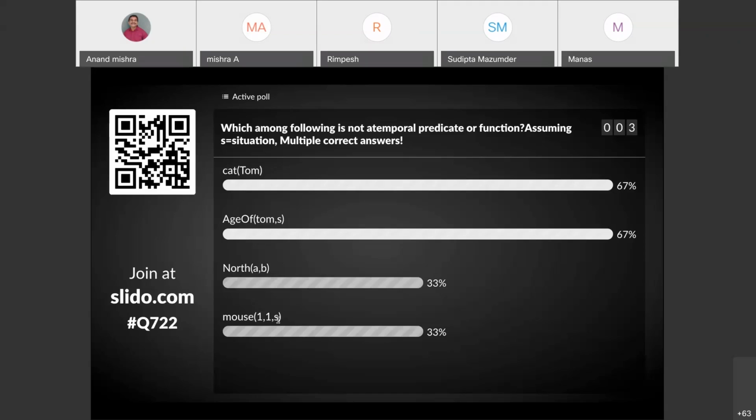If mouse is at position 11 in situation S, that can change with the time. Tom is a cat, that's a universal truth, that's not going to change with time. So wherever the S is there, that's temporal, right? These are all temporal. Let's see some questions.